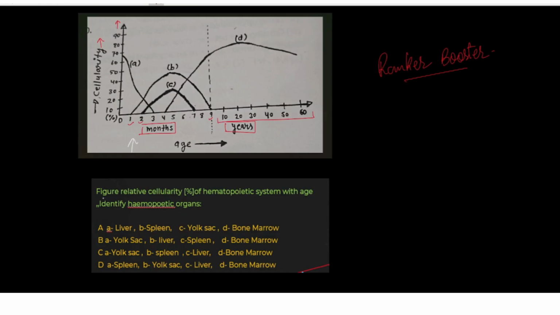In the question, they are asking: the figure shows the relative cellularity of the hematopoietic system with age; identify the hematopoietic organ. Hematopoietic organ or system means we have to find the stem cells responsible for erythropoiesis, right? And we know erythropoiesis means RBC production. Erythro means RBC, so RBC synthesis or RBC production, right? So let's see what they have given in this question.